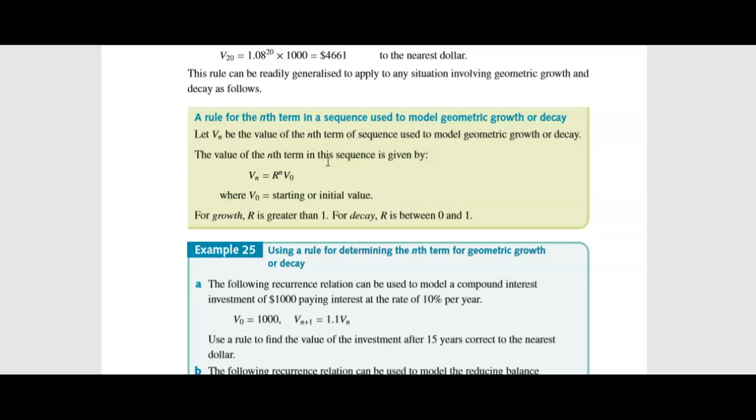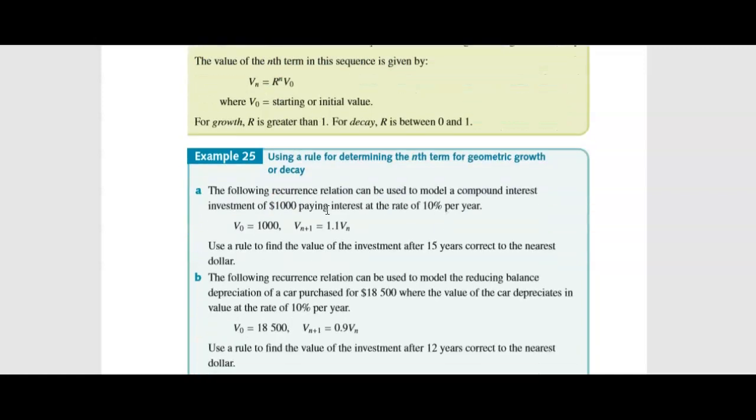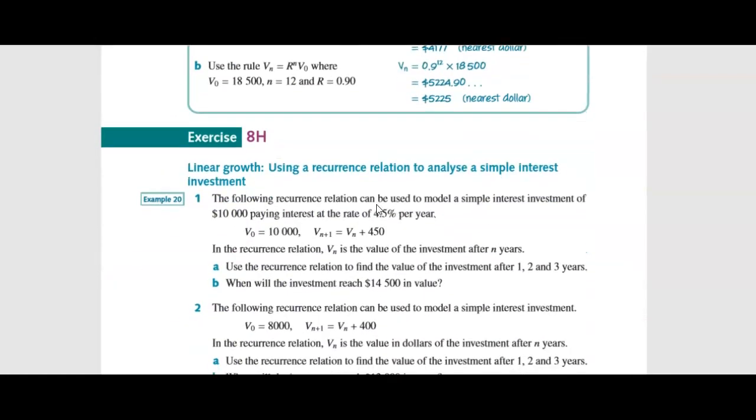All right, so Vn is the value of the nth term of the sequence used to model geometric growth or decay. So the value of the nth term in this sequence is given by Vn equals r to the power of n times V0. Where V0 is your starting value, which we know, and for growth, r is greater than 1, and for decay, r is between 0 and 1. So that is just your common ratio, basically. All right, and there's lots of examples.